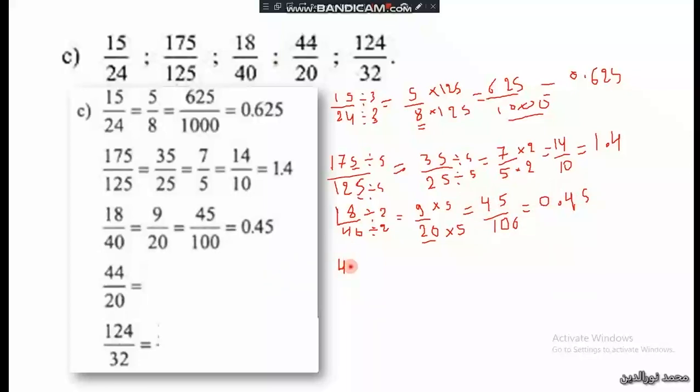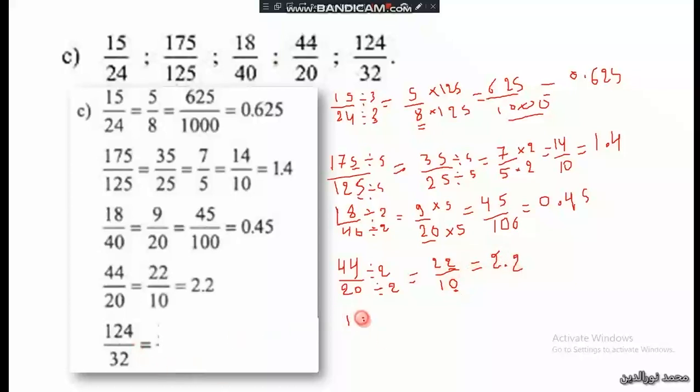And then we have 44 over 20. We could divide both terms by 2 since they are even numbers. 44 divided by 2 is 22. 20 divided by 2 is 10. And we could write it as, here we have 1 0, 1 decimal digit, so it's 2.2.